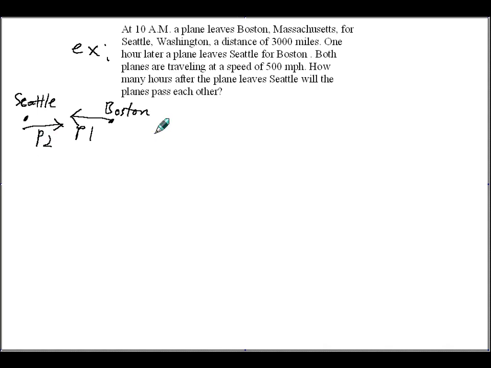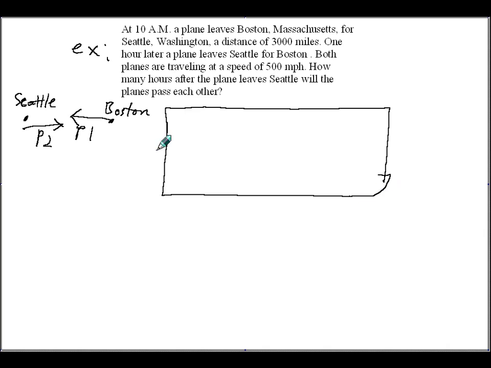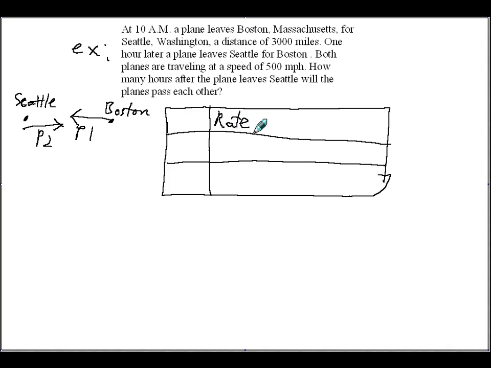Let's look at the table setup for this. Let's make a nice big table here, a real big table, 3 rows in it. Again, rate, and put the uniform motion equation in: rate times time equals distance.